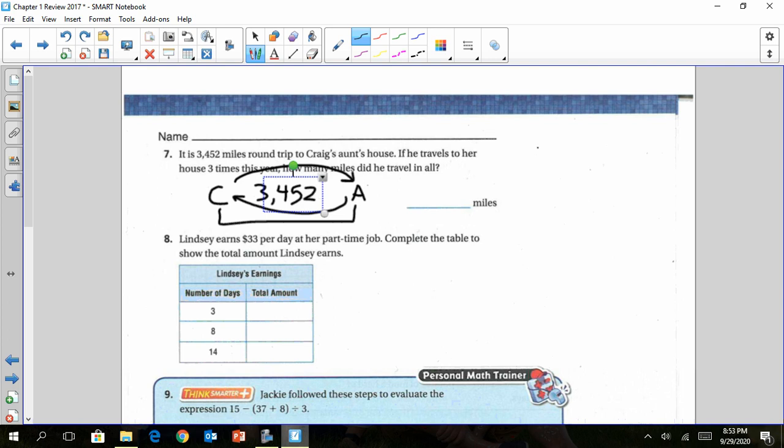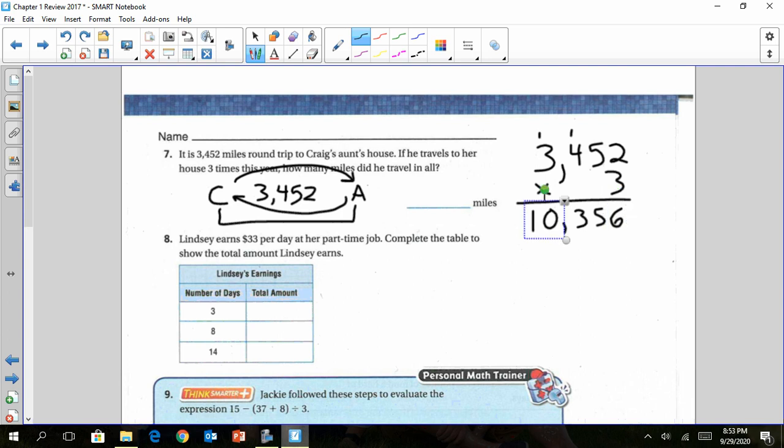So in this case, we just need to solve 3,452 times 3 because we know the full distance here. So 3 times 2 equals 6. 3 times 5 would be 15. 3 times 4 is 12, plus 1 is 13. And 3 times 3 is 9, plus 1 is 10. The answer is 10,356. Remember on your test, you can enter your distance there with a comma or without a comma.